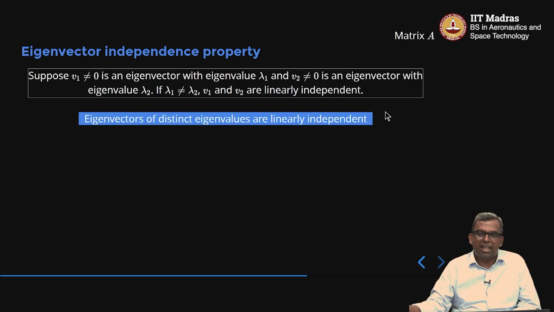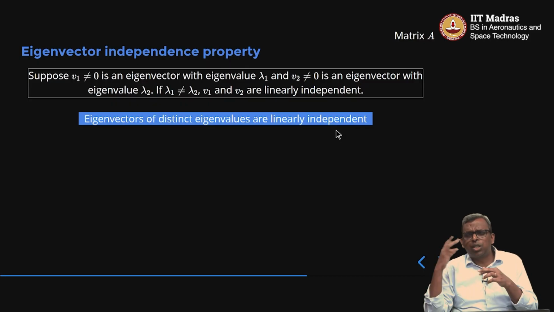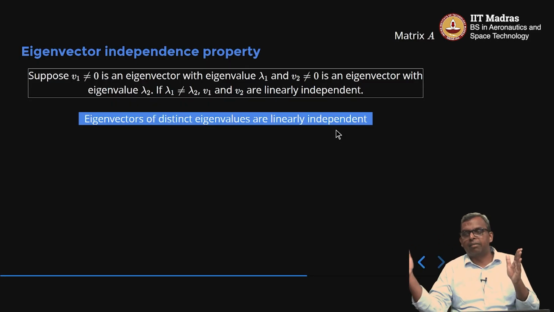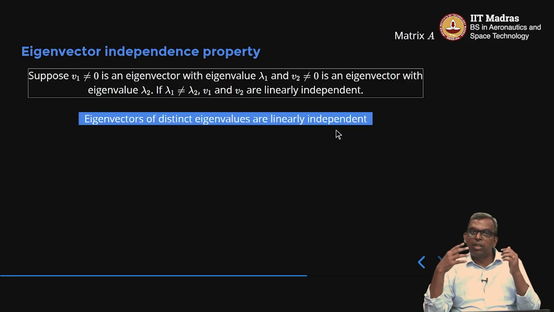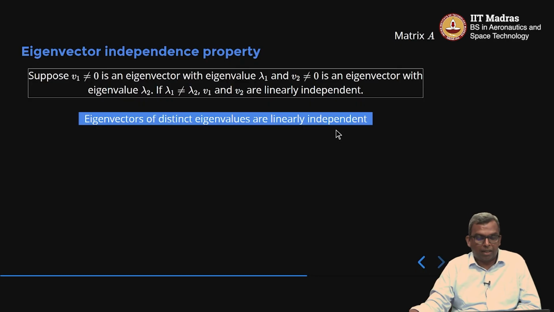Okay, so that's what linearly independent means. Basically, eigenvectors of distinct eigenvalues are linearly independent. I've written it for 2, but you can push it for more than 2. If you have 3 distinct eigenvalues, the eigenvectors corresponding to the 3 distinct eigenvalues will be linearly independent. Okay, that's a very nice fact to have.